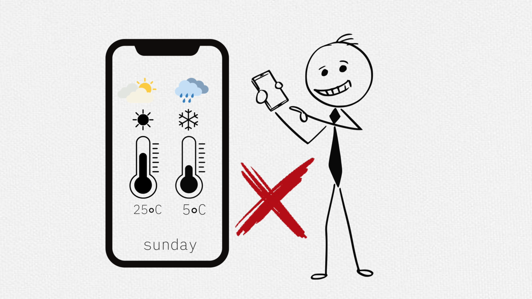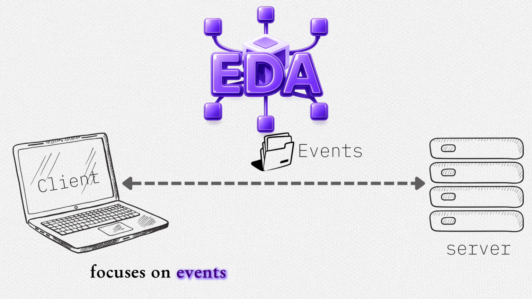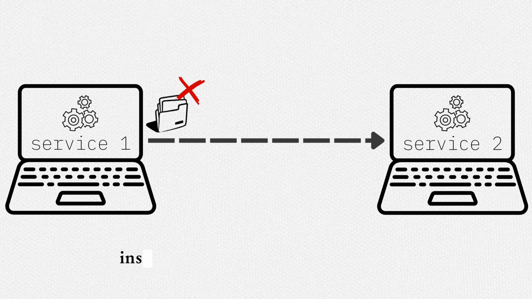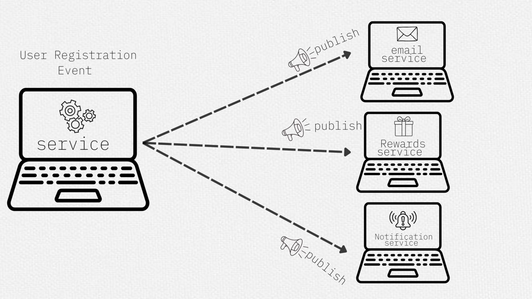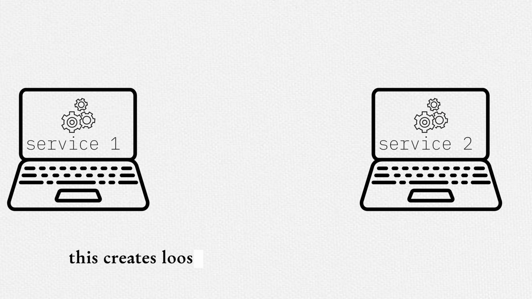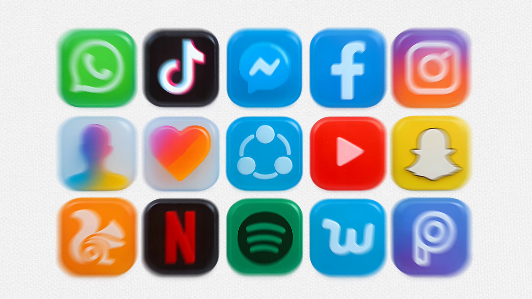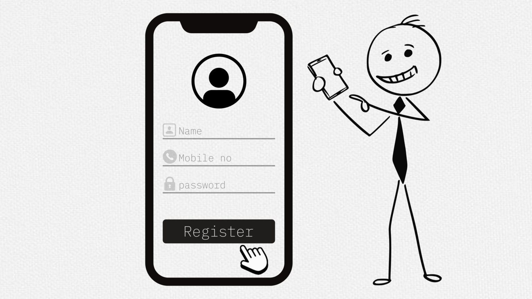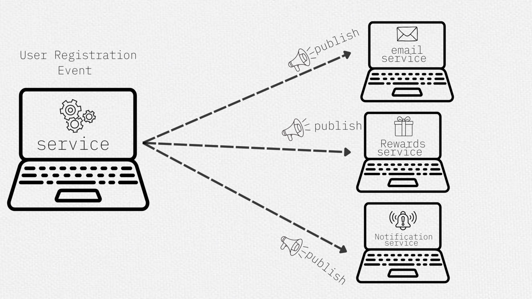Event-driven architecture, often called EDA, focuses on events rather than direct requests. Instead of one service calling another, a service publishes an event and other services react to it. This creates loosely coupled systems that scale well. EDA is commonly used in large platforms where actions like user registration or order creation trigger multiple independent processes.